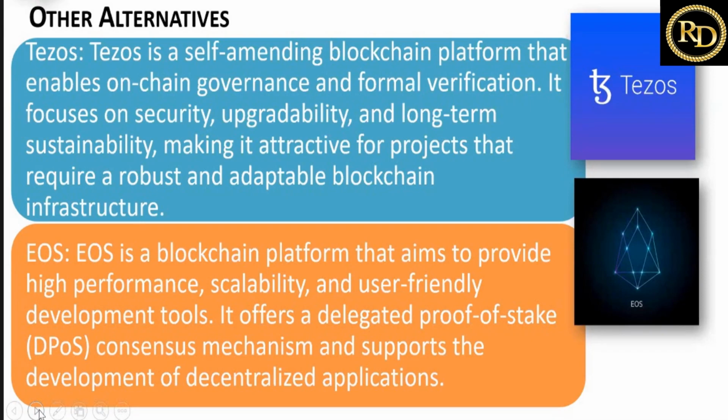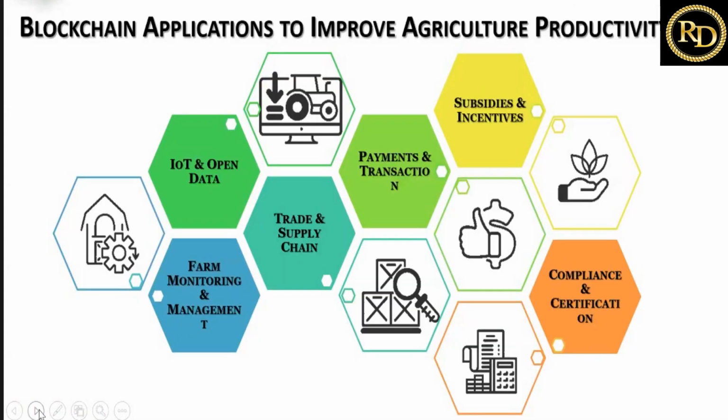Proof of stake doesn't need too much computing power, while proof of work needs a lot of computing power. Both have their own pros and cons, and depending on what application you want to use it for, you can decide which type of blockchain to use. Now, these are some of the blockchain applications which can improve agriculture productivity.